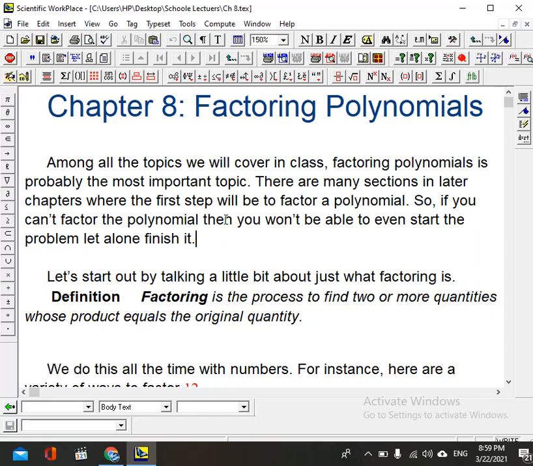Factorization is really very important to us, and factoring polynomials is very important to you at your age now. Among all topics we will cover in the class, factoring of polynomials is probably the most important topic. There are many later sections where the first step will be to factor a polynomial. If you cannot factor the polynomial, you will not even be able to start the problem or finish it. Good.